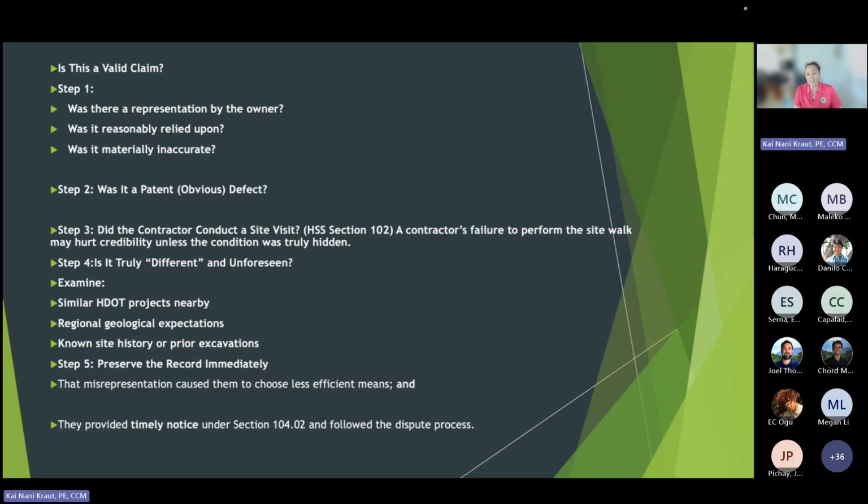So is it truly different and unforeseen? So we'd have to examine, are there similar projects in the area nearby? Regional geological expectations? Does the site history give somebody, again, reasonable expectation? Is it something obvious? We want to preserve the record that misrepresentation caused them to choose a less efficient means. And the other part is they have to be harmed, right? They also have to provide their timely notification. So we want to make sure all those things were done.